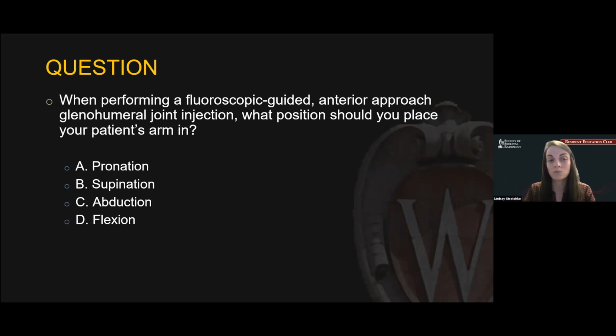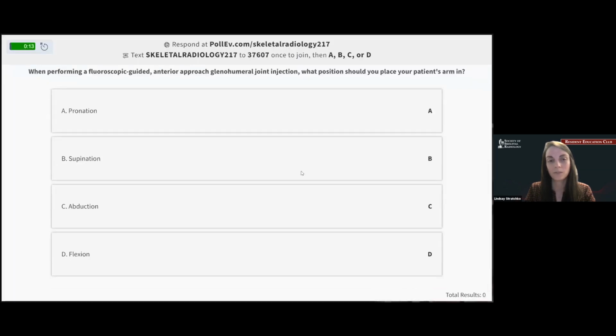Our first question is: when performing a fluoroscopic guided anterior approach glenohumeral joint injection, what position are you going to be placing your patient's arm in? A, pronation, B, supination, C, abduction, or D, flexion. I'll give a couple of seconds here before we go on to that Poll Everywhere slide. Feel free to either text your results in or go to the Poll Everywhere app, and we'll go over the results in just a second.